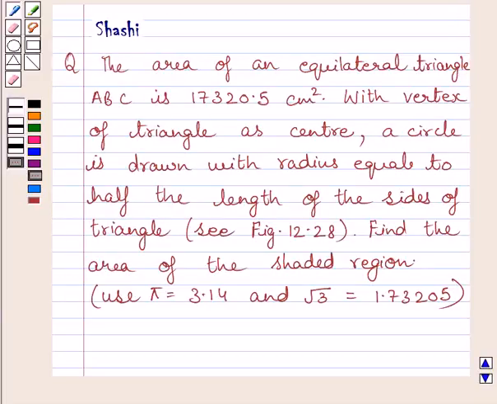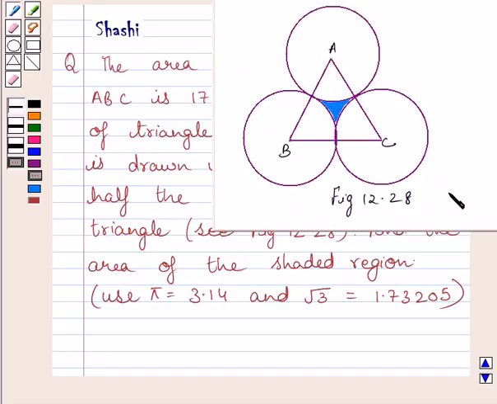Let us discuss the following question. The question says, the area of an equilateral triangle ABC is 17320.5 cm square. With vertex of triangle as center, a circle is drawn with radius equal to half the length of the sides of the triangle. Find the area of the shaded region. This is the given figure 12.28.